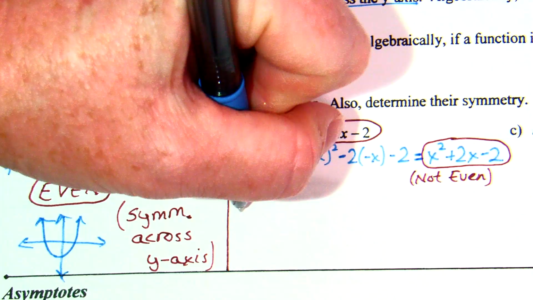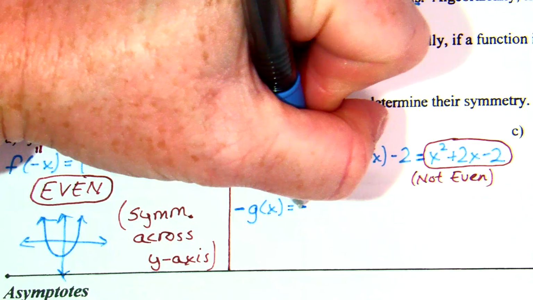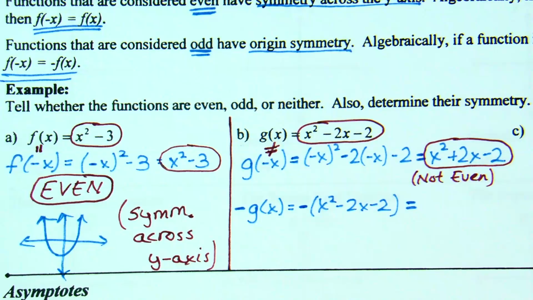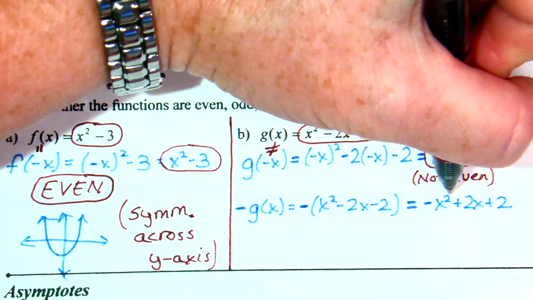Did you understand what negative g of x means? I'm going to take the whole function and multiply by a negative. So if I write it in terms of this, it's the negative of x squared minus 2x minus 2. Or if you go ahead and do the math, distribute the negative, yes? So if I distribute the negative, it's negative x squared plus 2x plus 2.